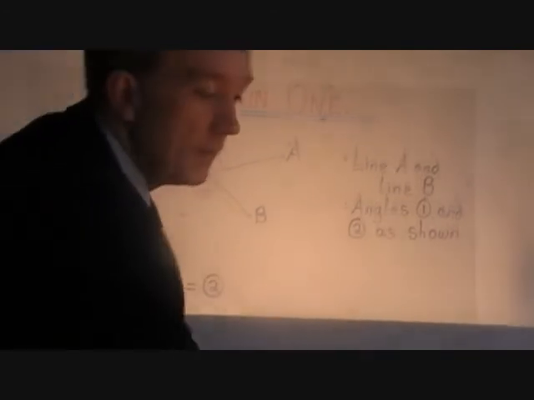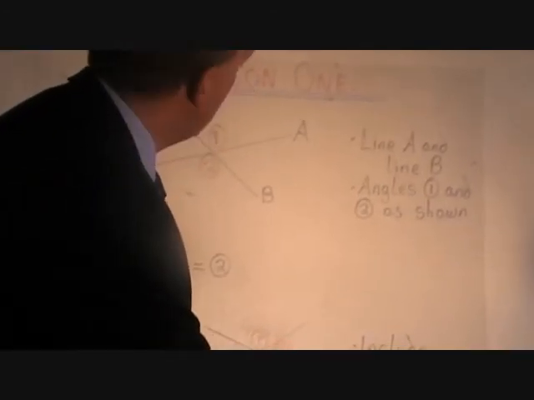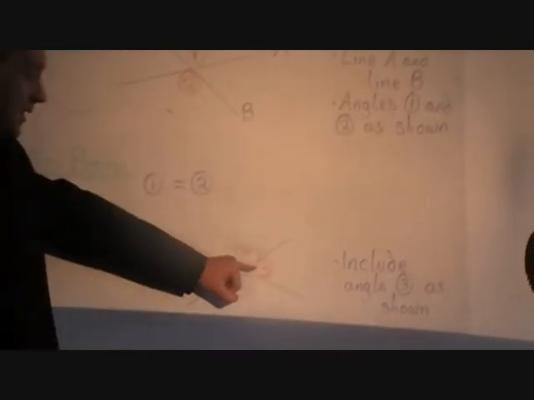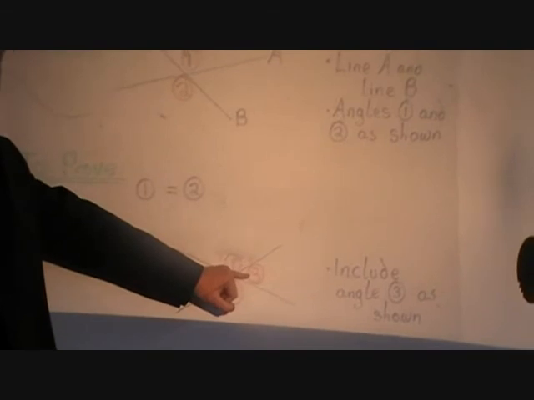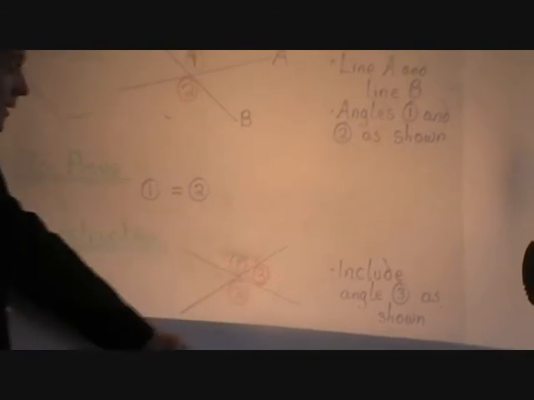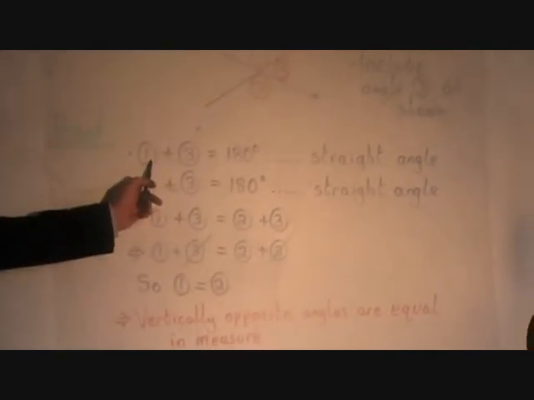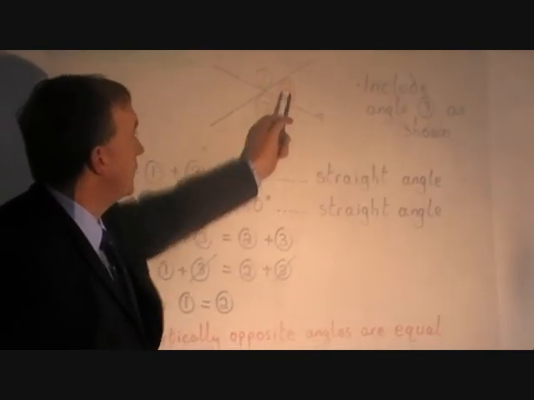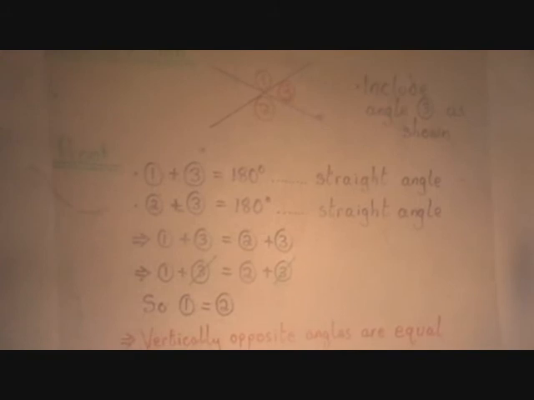How do we do that? What is the construction involved? The construction here is very, very straightforward. We add in a third angle, which we will obviously call angle 3. So we include angle 3 as shown. The proof of the theorem is again making use of what we had before. We know from what we said before that this here is a straight angle. Angle 1 plus angle 3 is equal to 180 degrees.